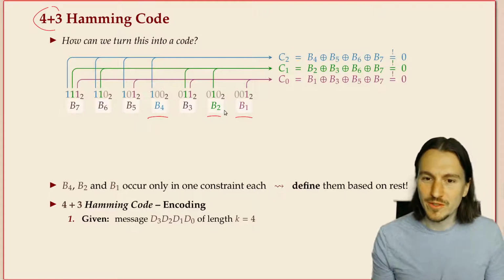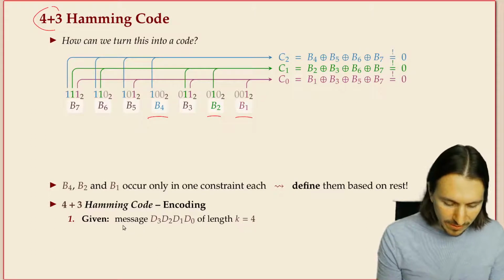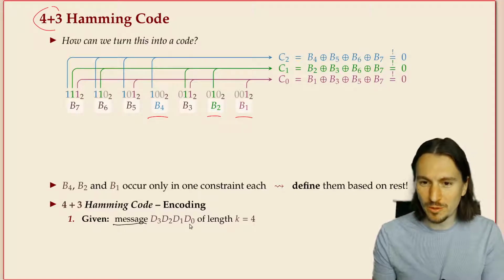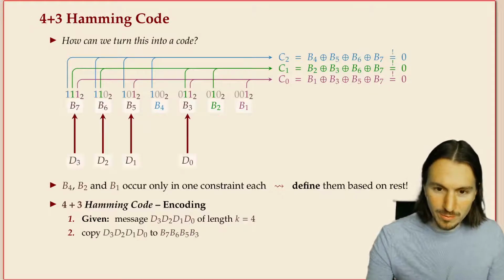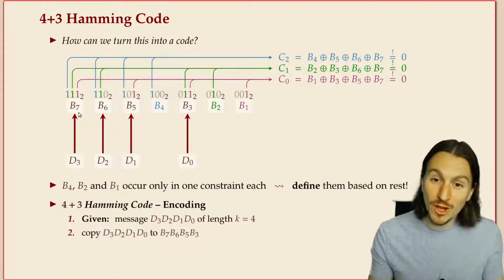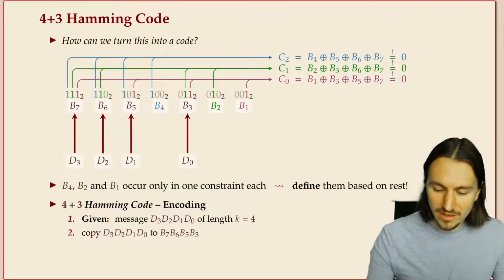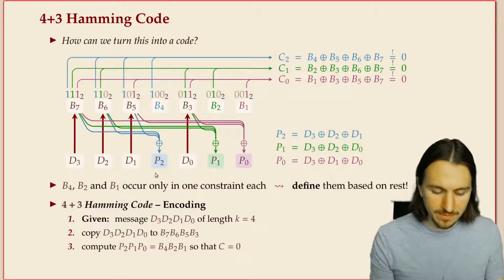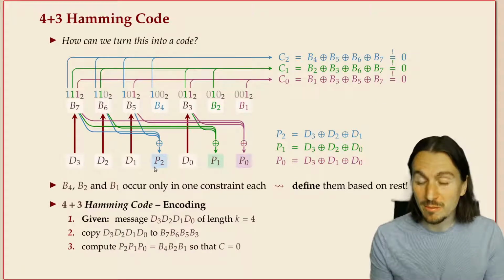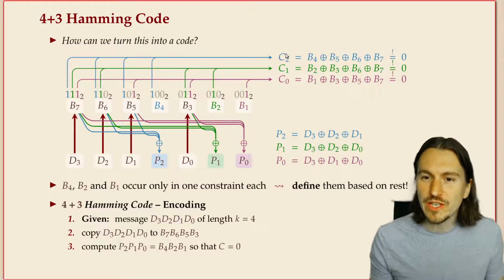3 are used as parity bits. So the 4 remaining ones are the message. So if we start with a message of arbitrary 4 bits, we take those 4 bits and put them in order into the positions that are not powers of 2, whose index is not a power of 2. And then we compute the remaining bits. So I called these here P1 to P2, P0 to P2, the parity bits, but they're really just chosen so that the C's are 0.